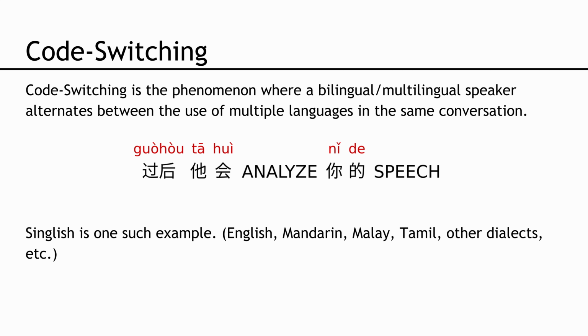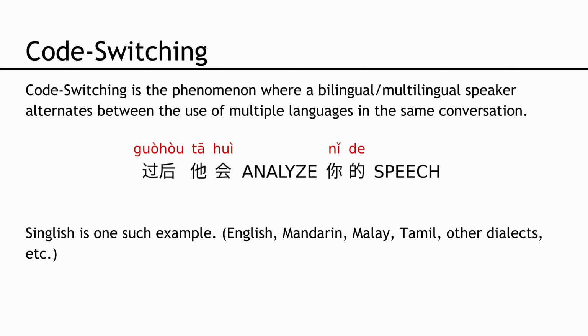Code switching should actually be quite familiar to all of us. It is the phenomenon where a bilingual or multilingual speaker alternates between the use of multiple languages in the same conversation. For example, this sentence, 过后它会 analyze 你的 speech, is an example of a code-switched sentence.